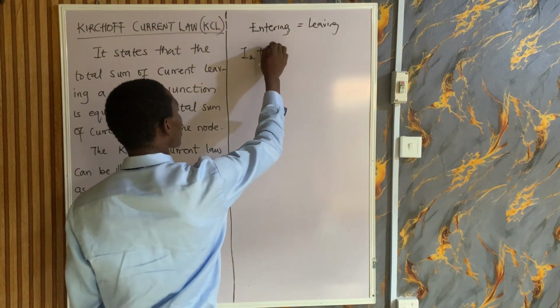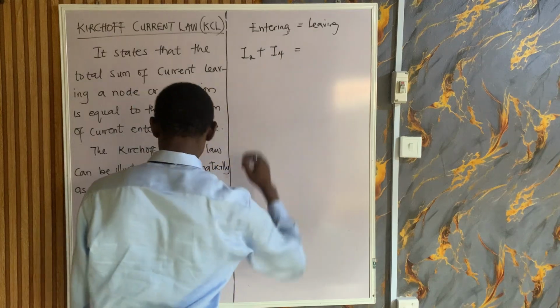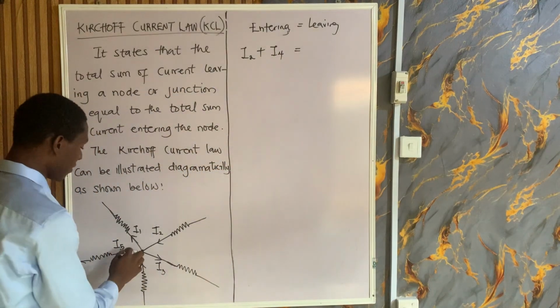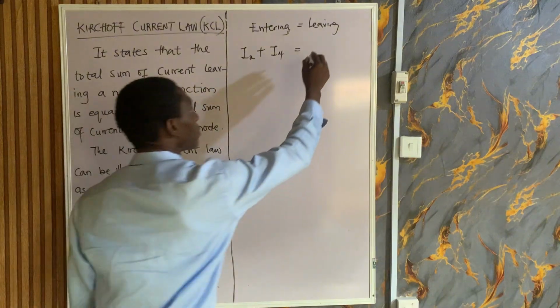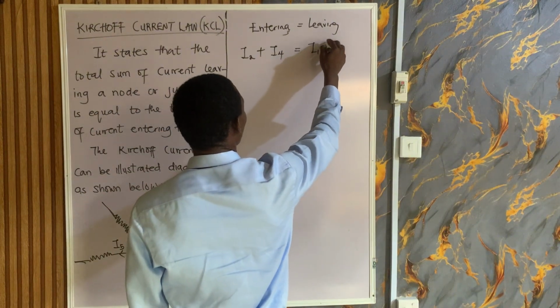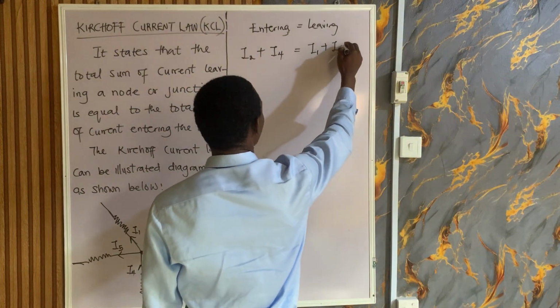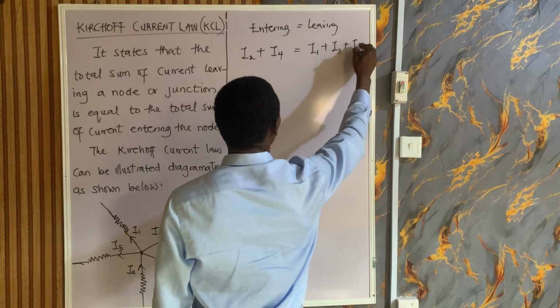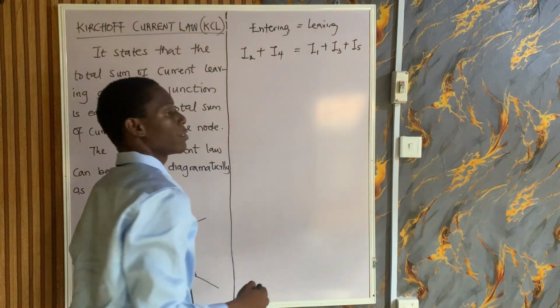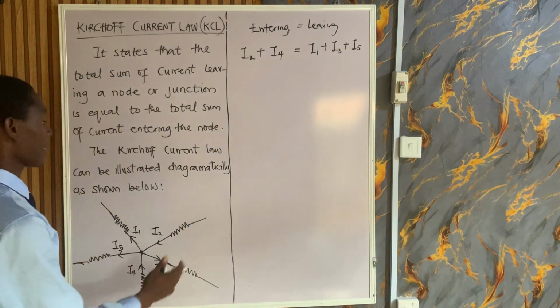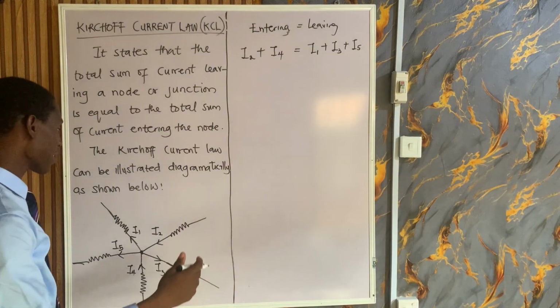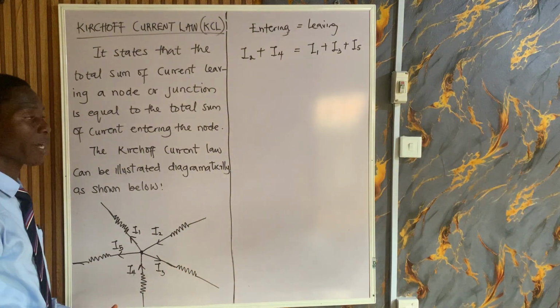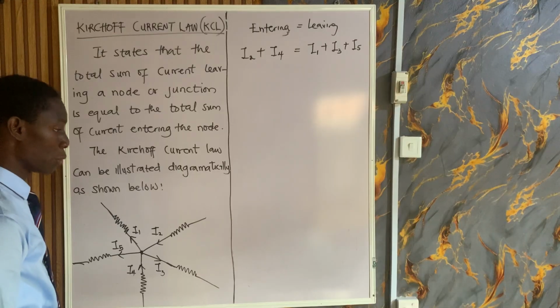I2 plus I4 is equal to the one leaving. The leaving is the I1, I3, and then I5. I1 plus I3 plus I5. So this is the Kirchhoff current law. The total sum of current entering a node is equal to the total sum of current leaving the node.